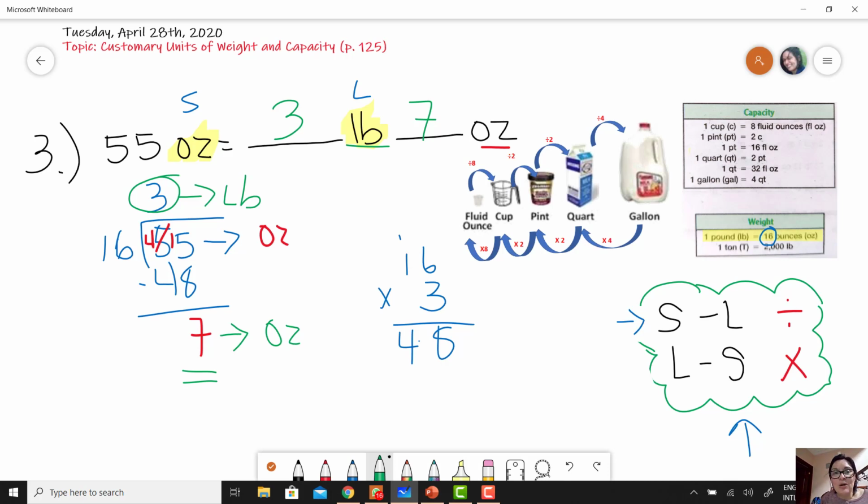En 55 onzas no tenemos 3 libras exactas. Tenemos 3 libras más 7 onzas que nos sobran de esas 55. So that's why it was that in there. 3 pounds and 7 ounces. Okay? So stop the video, copy this process, and let's continue with number 4.